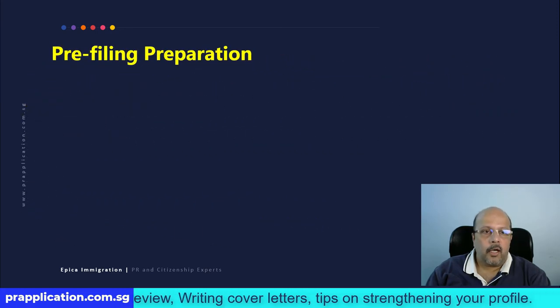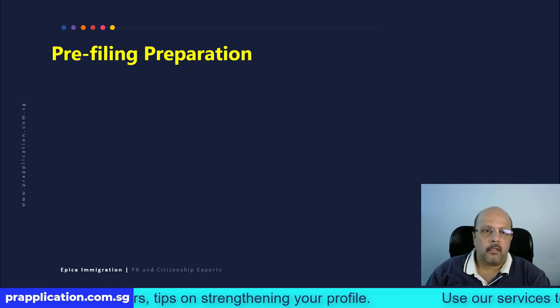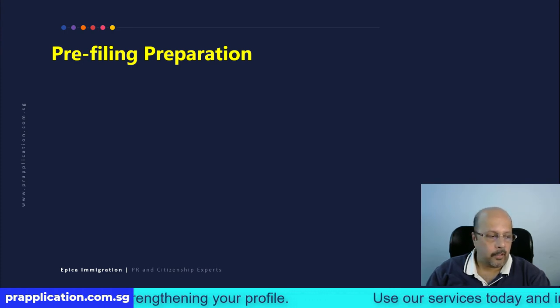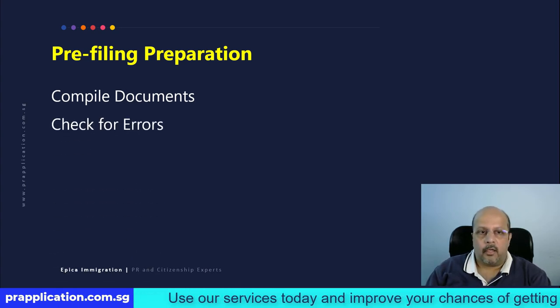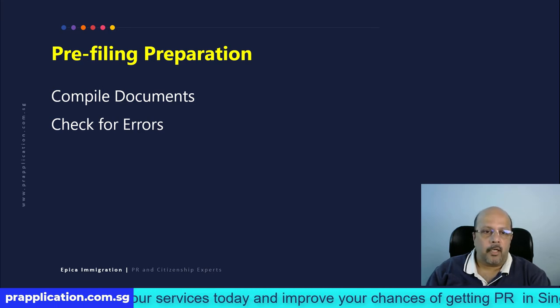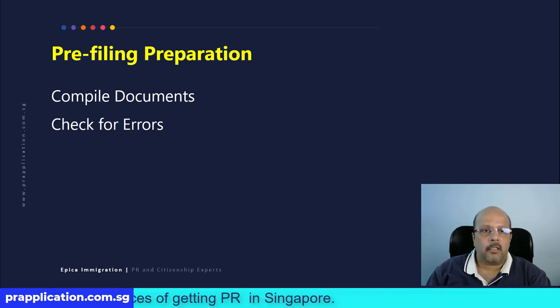Now, once you have identified the documents, you will need to do some preparation, which I call pre-filing preparation. So obviously, compile all these documents. Check for errors. This is very important. Many documents sometimes have errors. The names are not spelled correctly, the record is incorrect, the details do not match. So ensure that none of these are there.